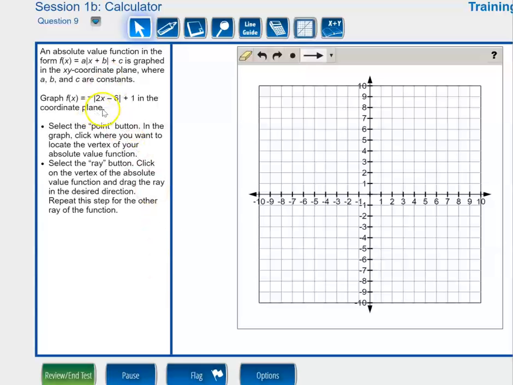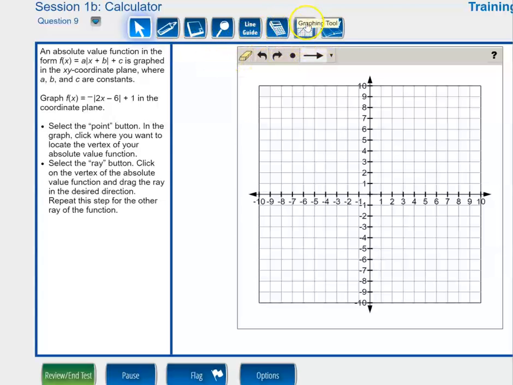It says to graph this absolute value equation in the coordinate plane, and then it's giving instructions about how to use these features. The point we're going to use to graph the vertex, and then we're going to use raise to graph the 2 lines of the absolute value function. But first, we're going to be using the graphing calculator for assistance.